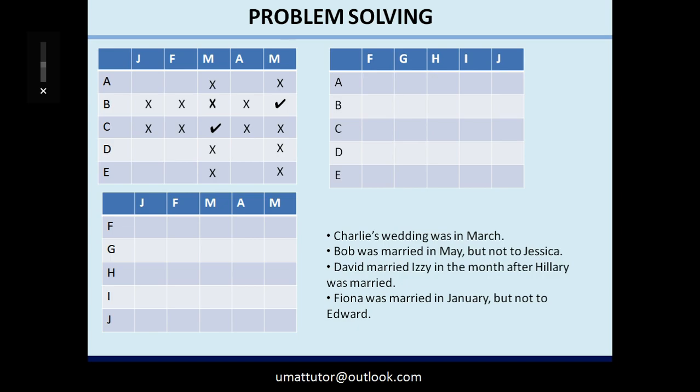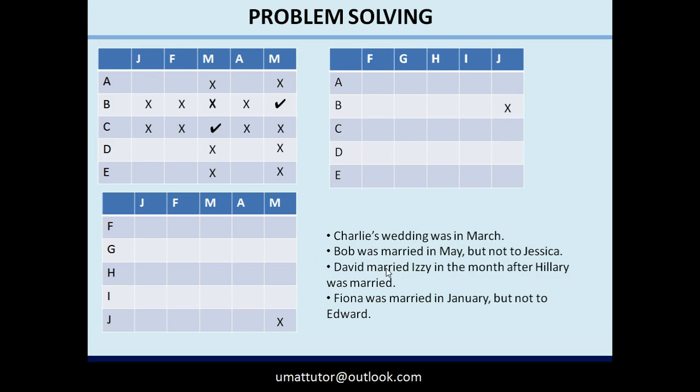We can then work out that Bob was not married to Jessica. So we can put in that box there that they were not married. And from that, we can work out that Jessica was not married in May because Bob was and she wasn't married to Bob. Okay, so on to the third point now.